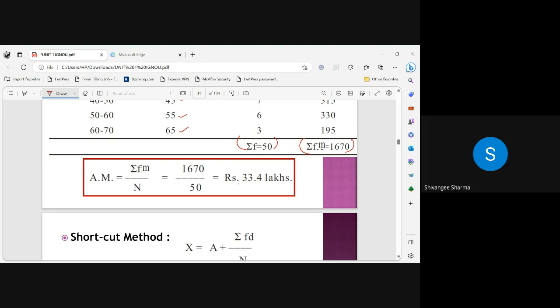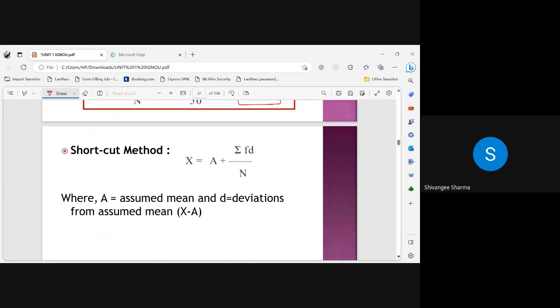Then you divide it. So here the average is 33.4 lakhs. Now, these were the different types of series and how you calculate averages. Now, there is one shortcut method also, which is known as the assumed mean method. In this, a formula is used where x is equal to the assumed mean plus the summation of f into deviations from that assumed mean, divided by n, and n is the number of observations.